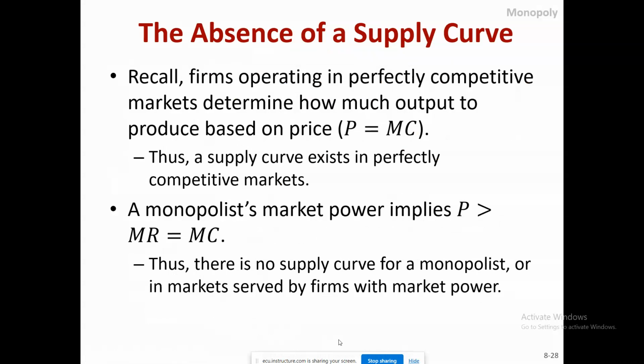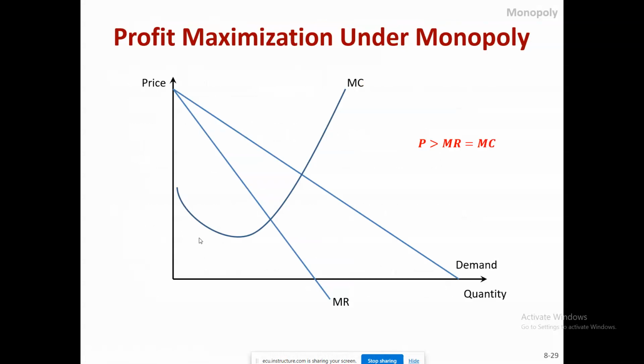Please note that there is no supply curve for a monopolist. There is just a supply point, one particular pair of price and quantity that maximizes profit. Due to the market power of monopolists, they always charge a price that is larger than the marginal revenue, which equals marginal cost. This is the graphical expression. We find the point where marginal revenue equals marginal cost to define the optimal output level.